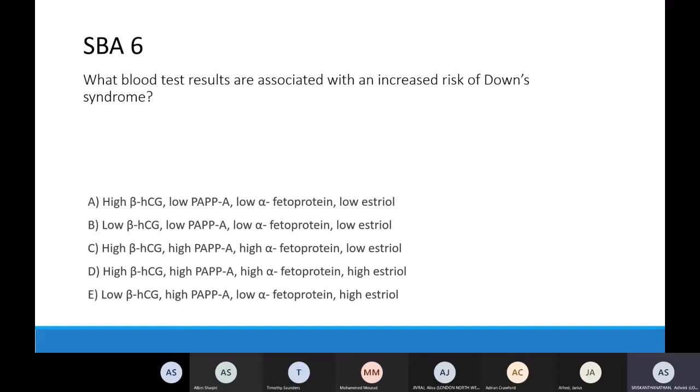So most of you answered A, which is correct. If there's an increased risk of Down syndrome, you'll typically find on the blood test that there's a high beta HCG and a low PAPP-A. You'll also find when you're doing the quadruple test a low alpha fetoprotein and a low estriol as well. And these are the 4 things that you do in your quadruple test as well.